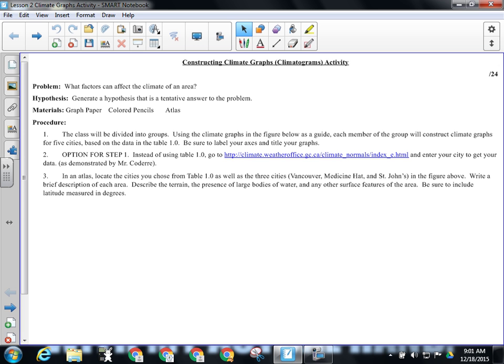What we're trying to investigate with this activity is what factors are most important or most affecting, in general, cities in Canada. So the way we're going to do this is on that Google Docs document that I gave you, I have the climate graphs for many Canadian cities. Well, as many as I could find of them, they're on there.